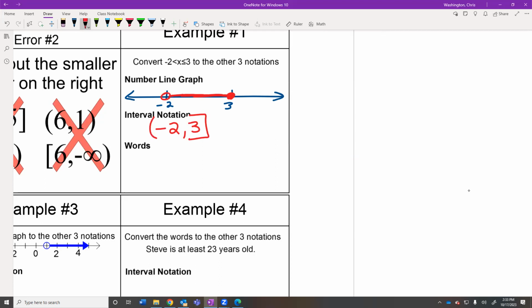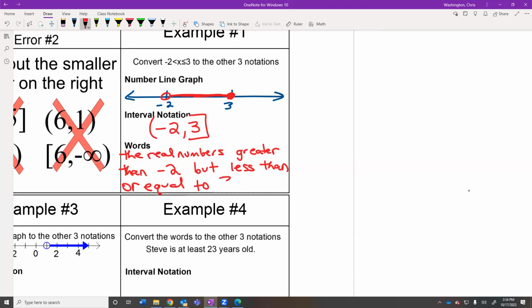And in words, if we wanted to put this in words, we might say something like the real numbers, because we're not talking about imaginary numbers here. The real numbers greater than -2, but at the same time, they have to be less than or equal to 3. So the real numbers that are greater than -2, not equal to, just greater than, but at the same time, less than or equal to +3.